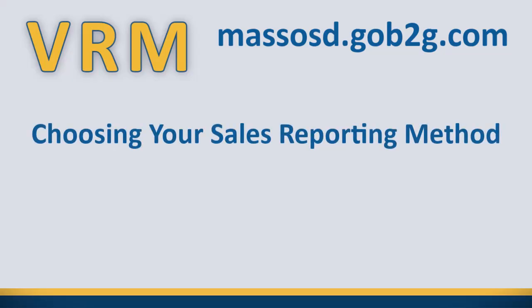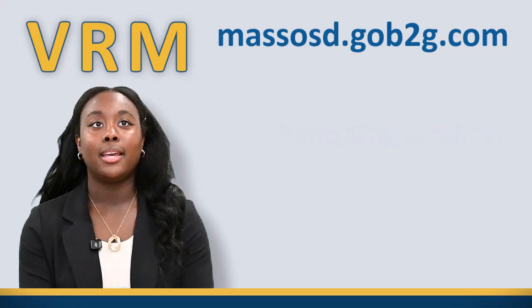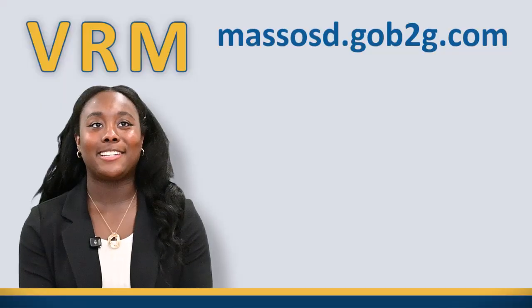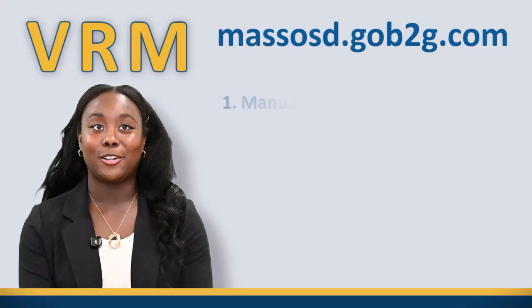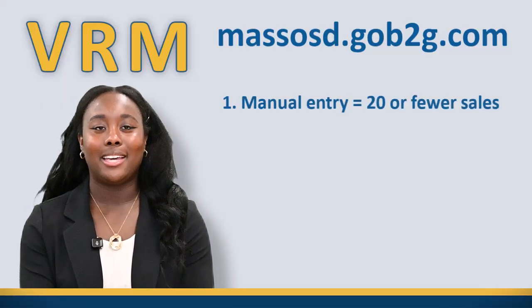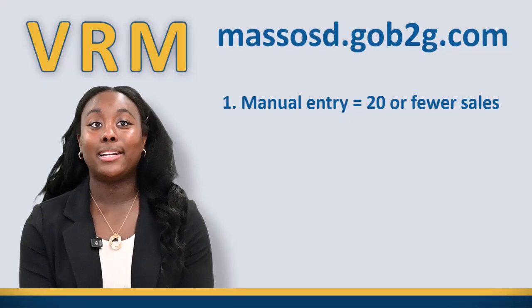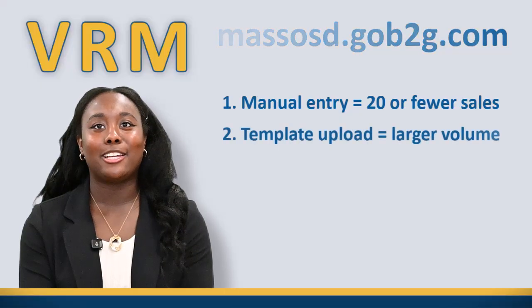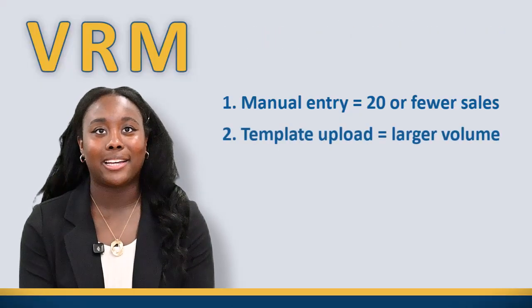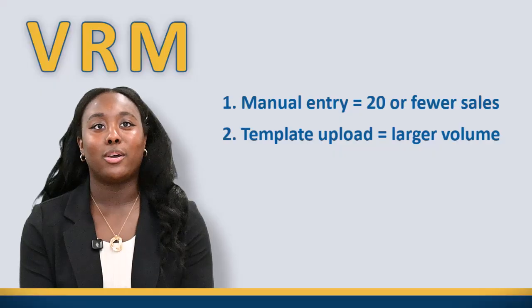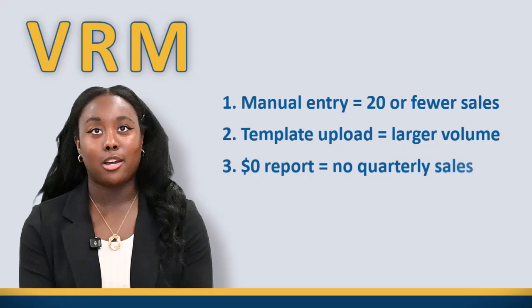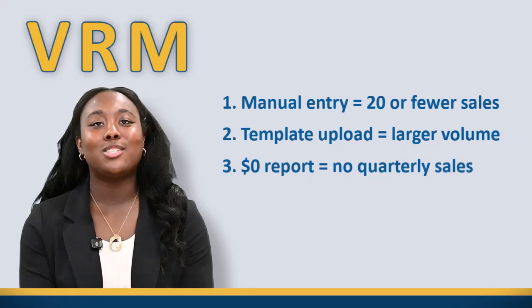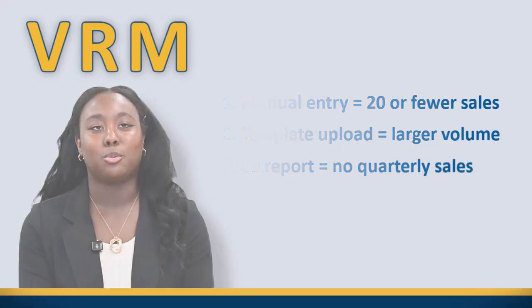Choosing your sales reporting method. There are 3 ways to complete your quarterly sales reporting in VRM. First, you can enter sales manually. This is the recommended option when you have 20 sales transactions or fewer. Second, you can upload sales data using the Contract Sales Reporting template. This is usually the best option when you have a larger number of transactions. Third, if you had no statewide contract sales during the reporting period, you still need to submit a $0 sales report.